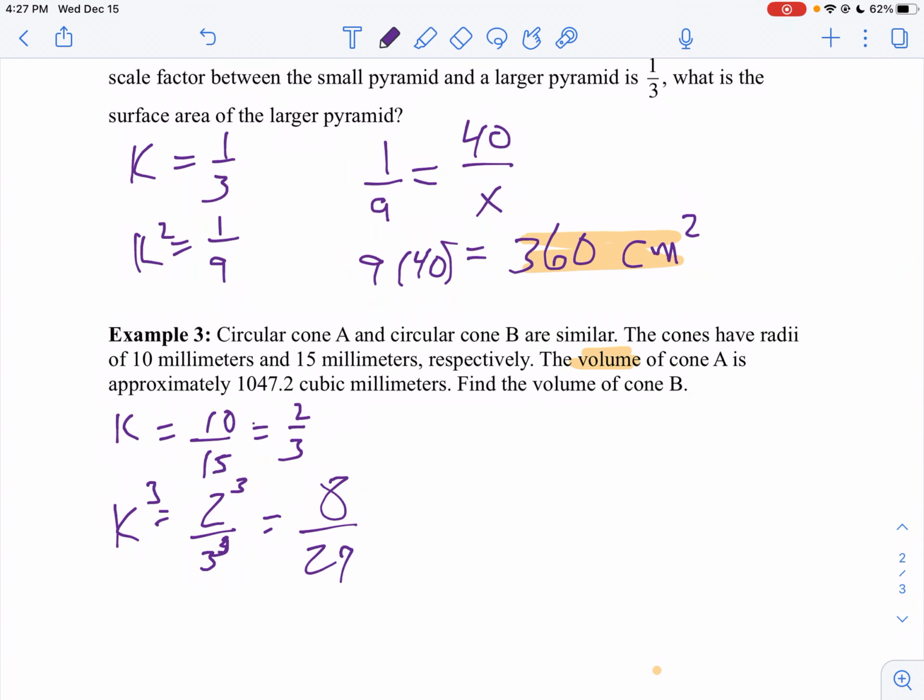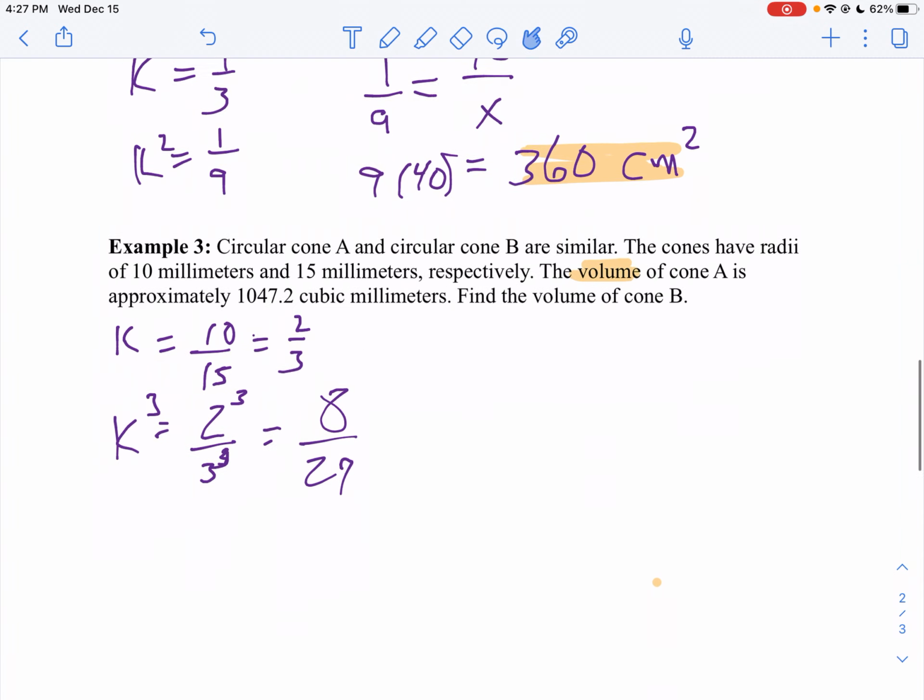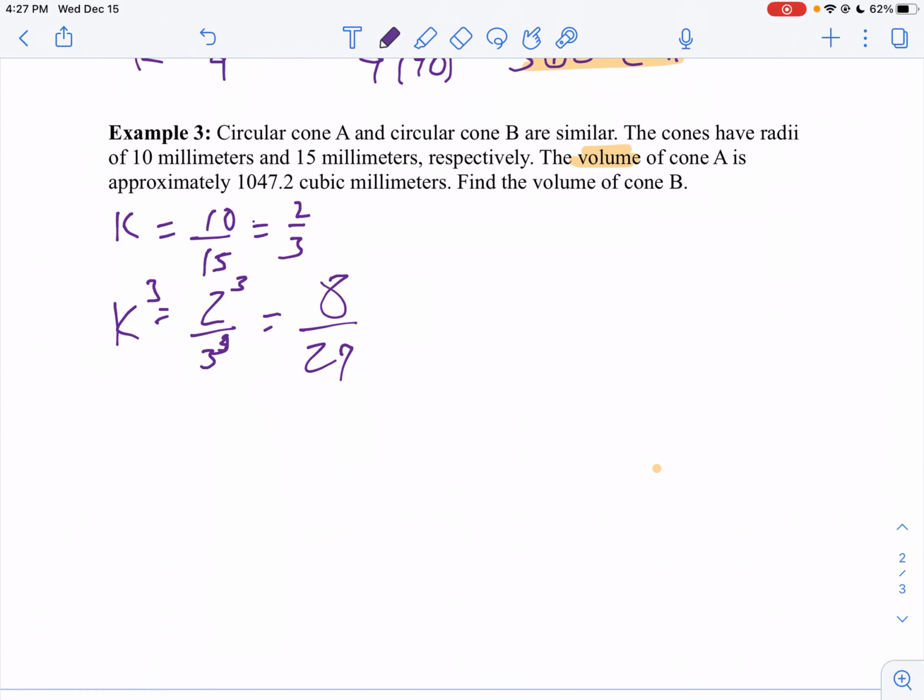Now it says the volume of cone A is 1047.2. So what I'll do is I'll set up my ratio. I'll say 8 is to 27 as 1047.2 is to the volume of B. I'll call that B. B is in my denominator. I don't like proportions where my unknown is in the denominator. So I'm going to take the reciprocal of both sides first.